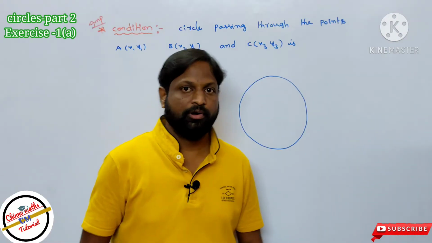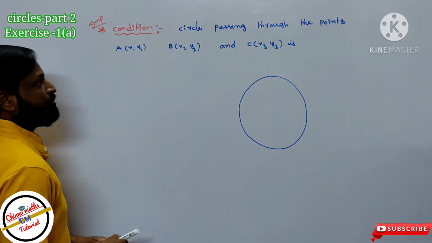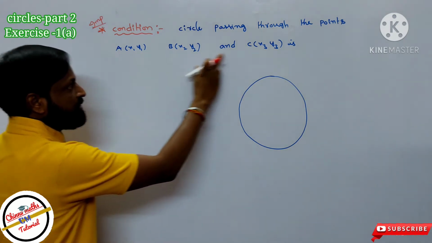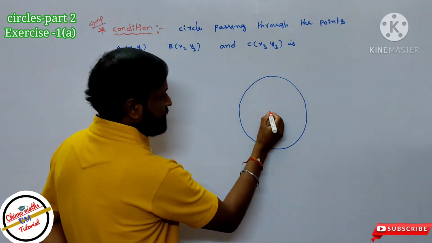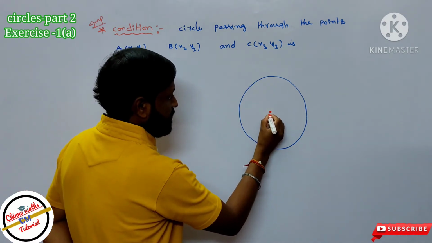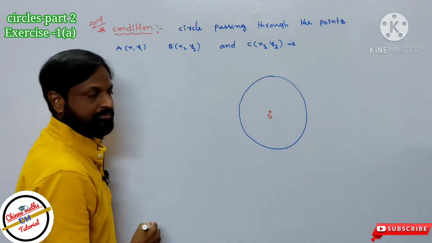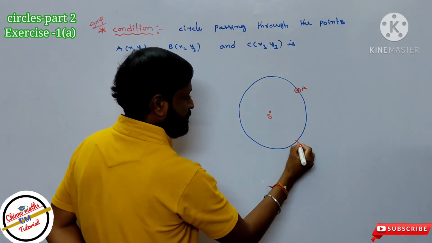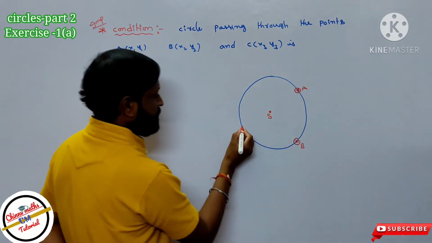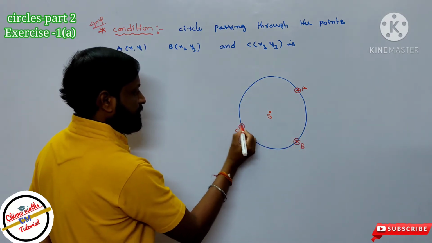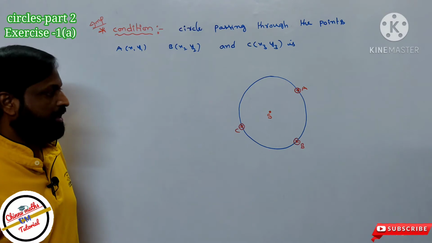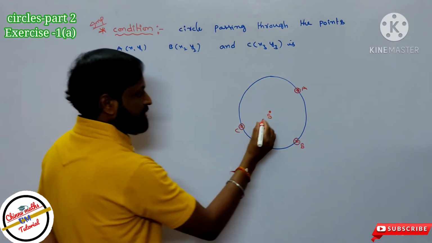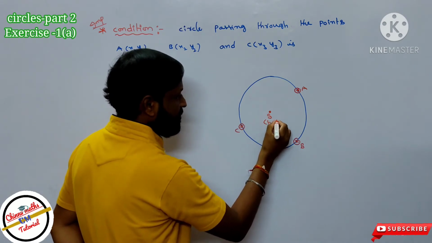Next we discuss one important condition. The circle is passing through the 3 points, that is A (x1, y1), B (x2, y2) and C (x3, y3). Let's see here. Suppose I take S as the center of the circle, and point A, point B and point C. The given 3 points A, B and C lie on the same circle and S is the center. The center is denoted by (h, k).